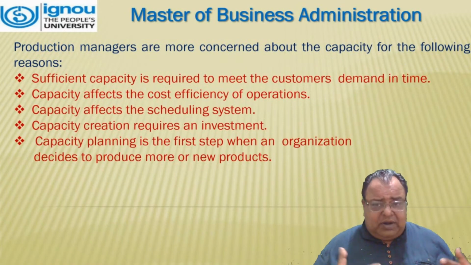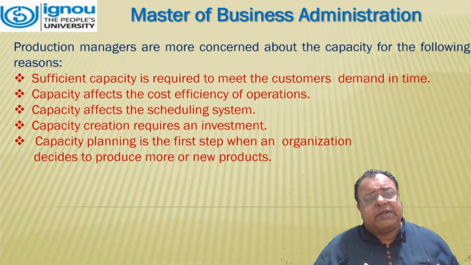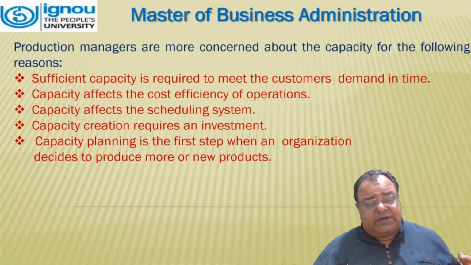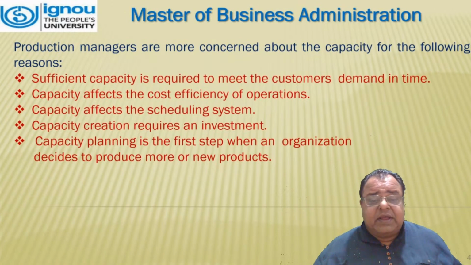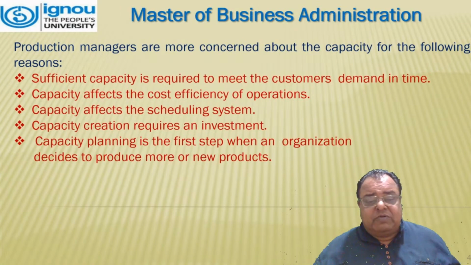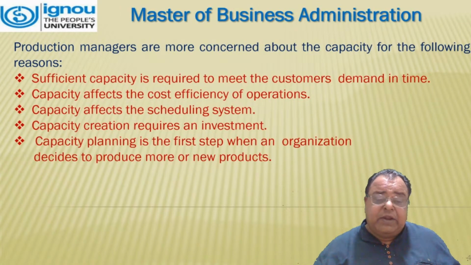Production managers are concerned about capacity for the following reasons. Sufficient capacity is required to meet the customer's demand in time. Capacity affects the cost efficiency of operations. Capacity affects the scheduling system. Capacity creation requires an investment. And capacity planning is the first step when an organization decides to produce more or a new product.